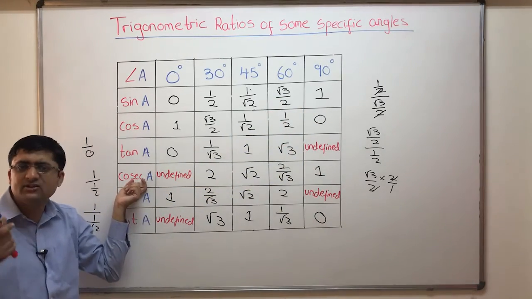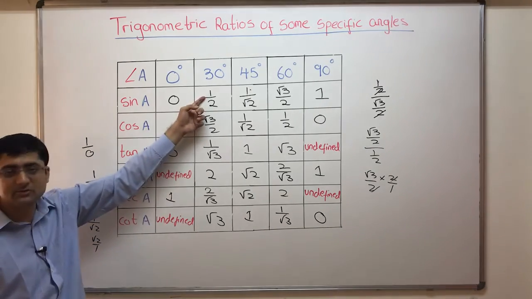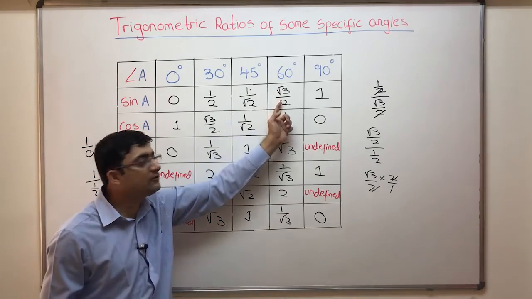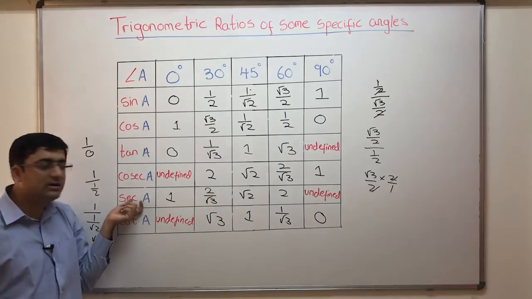Then what is cosec? Reciprocal of sine. Reciprocal of 0, so 1 by 0, undefined. Reciprocal of half, 2. Reciprocal of 1 by root 2, root 2. Reciprocal of root 3 by 2, 2 by root 3. Reciprocal of 1, 1.